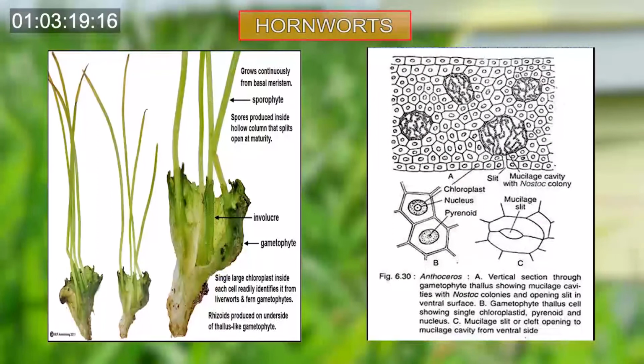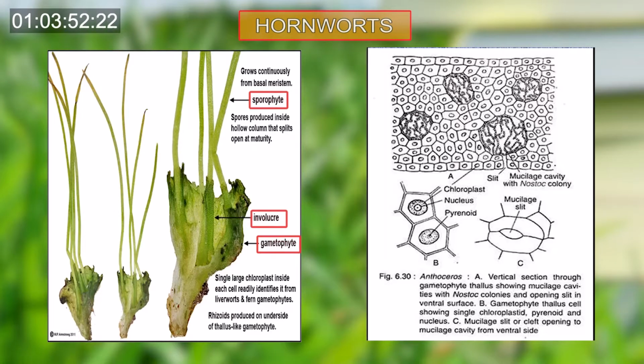The hornworts are a group of non-vascular land plants. They belong to the division Anthocerotophyta. These hornworts get their special name from the fact that they have certain elongated stalk-like structures, which, as we can see here, are called the sporophyte. At the base of the sporophyte is a protective structure which is known as the involucre. At the base of this involucre is present the gametophyte.